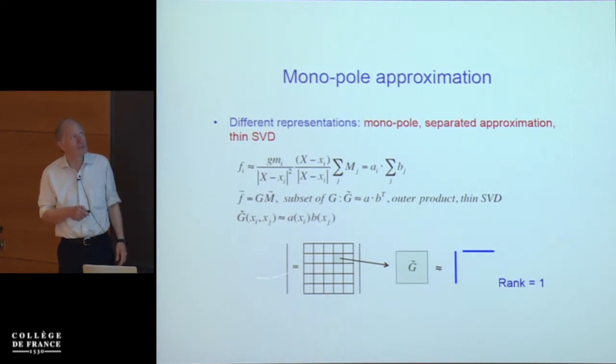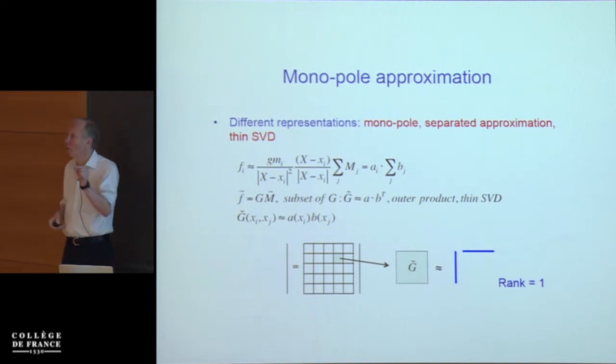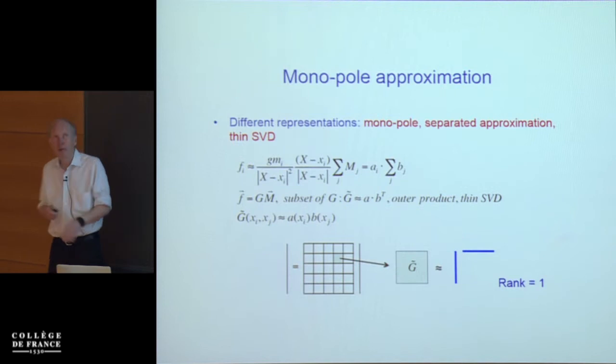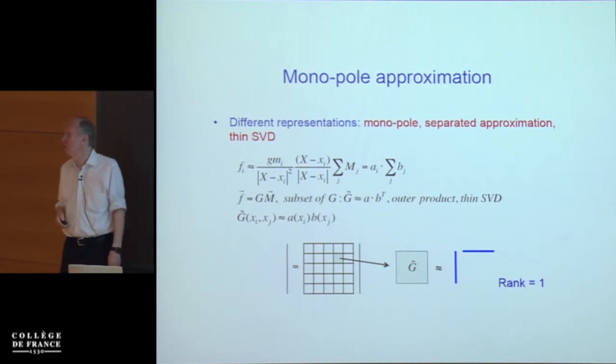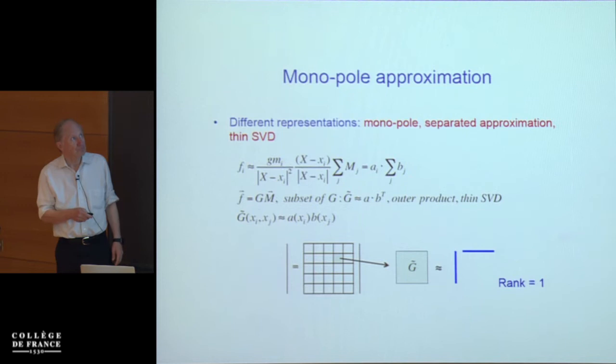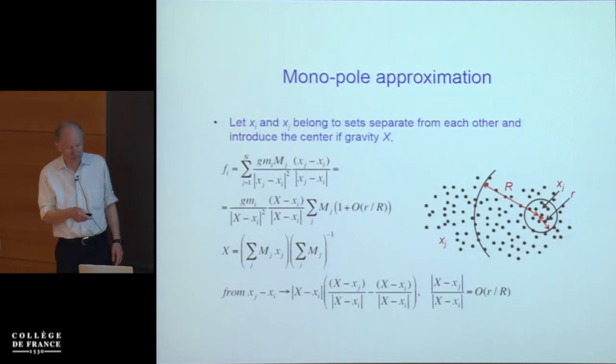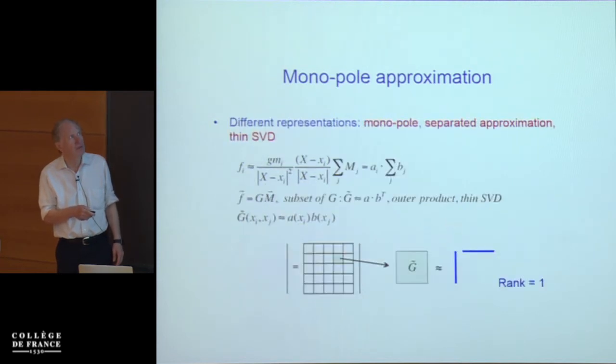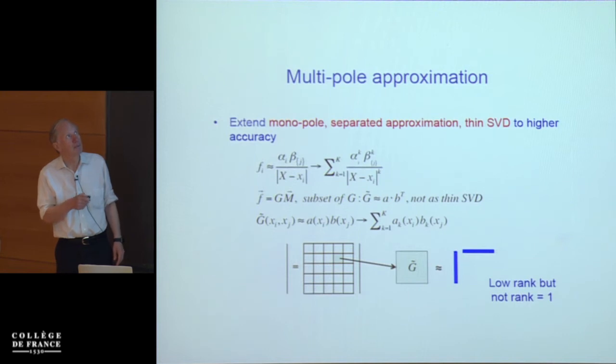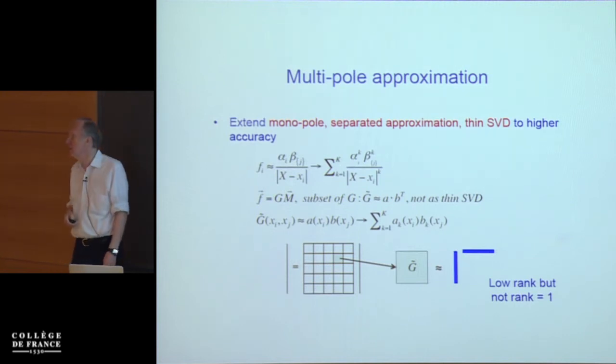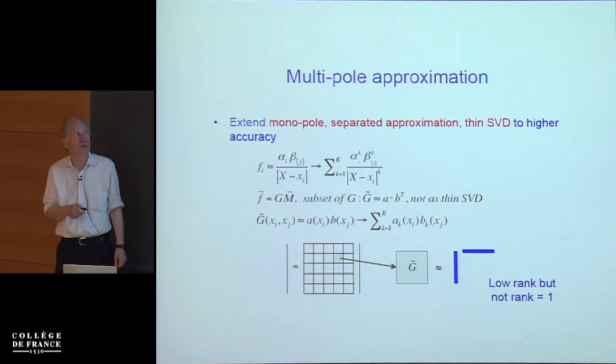So you have 3 formulations: the multipole, the separated approximation, where you write it in this form, and then you have a thin SVD, and it's very thin. It's just one vector in this case. So we will play with all these 3 and see when to use one or the other. Now, of course, you can get a better accuracy by including more terms in the small variable over here, or small vector valued variable over there. If you do that, you get a multipole expansion, and that's the name that they used to call this.